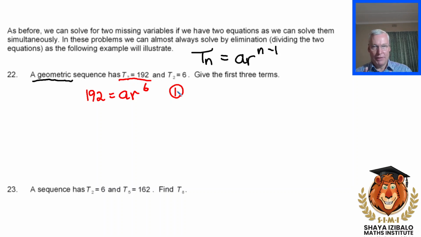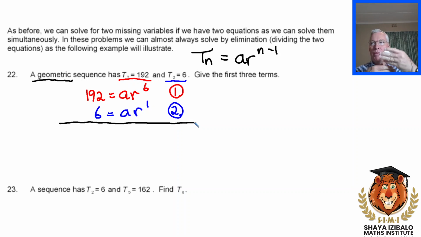That's an equation, but there are two variables, so we need another equation. Let's get a blue equation. T2 is 6. Now, if T2 is 6, then 6 is A times R to the 2 minus 1. Okay, 2 minus 1, just 1. And that's equation number 2. Now, because we have got this multiplication here and we've got the same powers on the A's, we can divide these two equations. Remember with arithmetic ones we subtracted them because we had an A plus and an A plus, and that eliminated the A's.